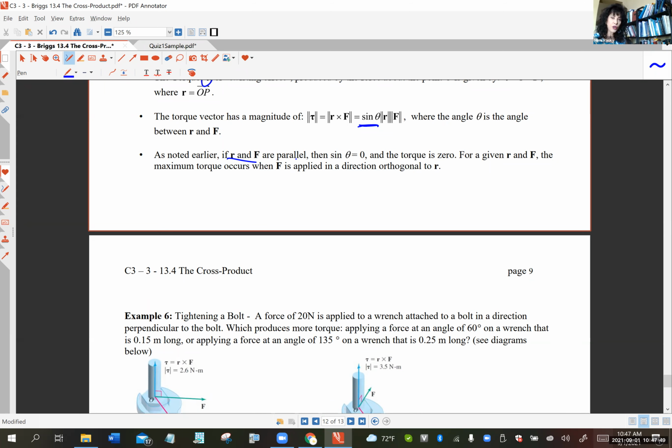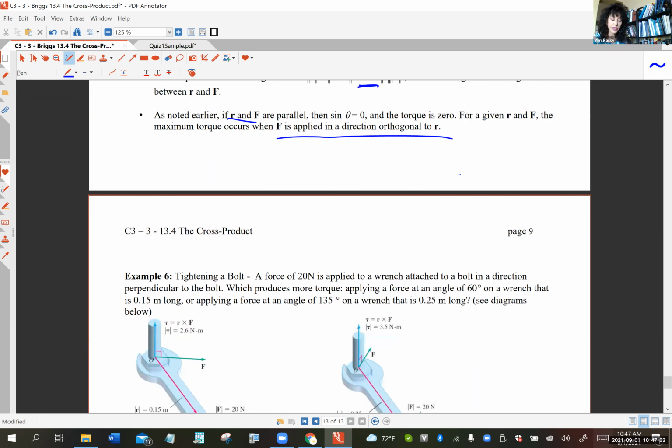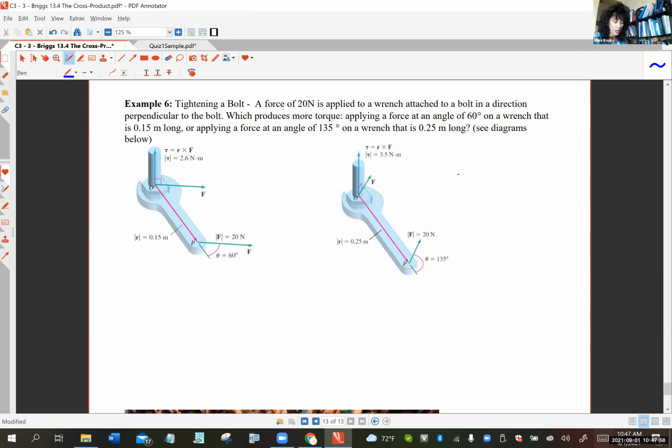So when is your torque maximized? Your torque is maximized when your force is applied in a direction that's orthogonal or perpendicular to your wrench. You'll get more oomph, more twisting power. And then hopefully it is what you're hoping.